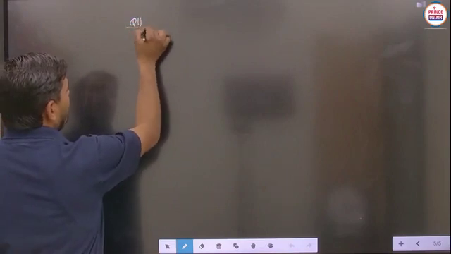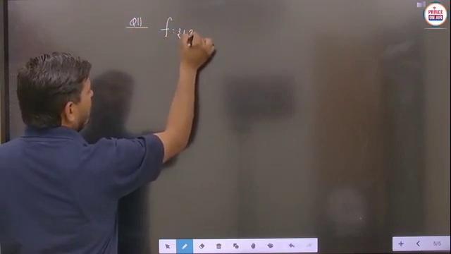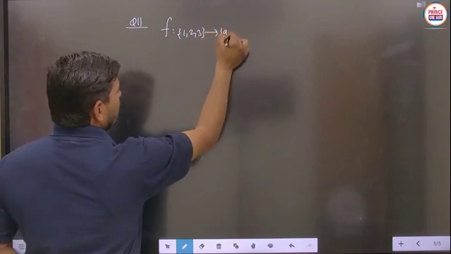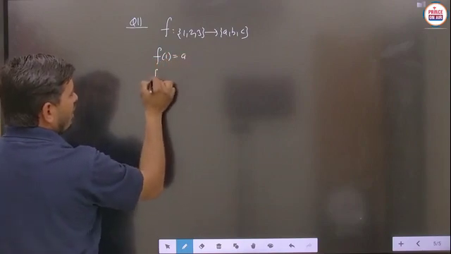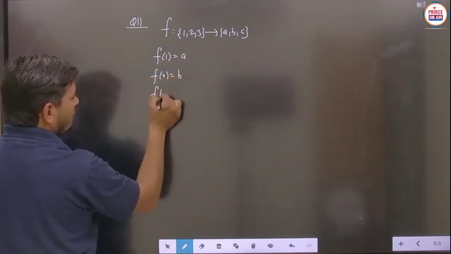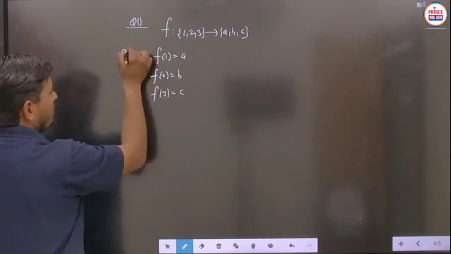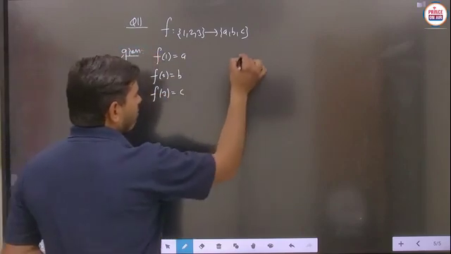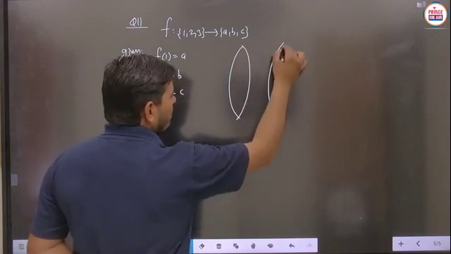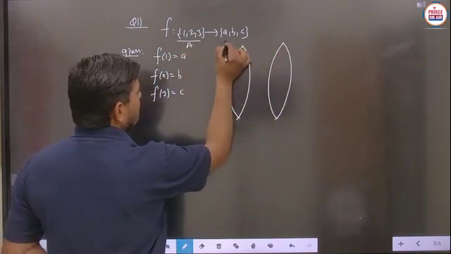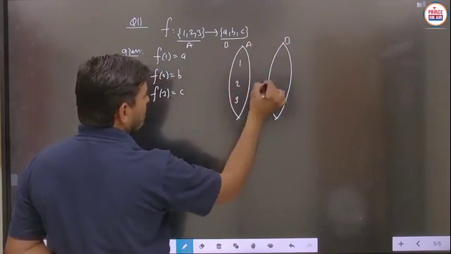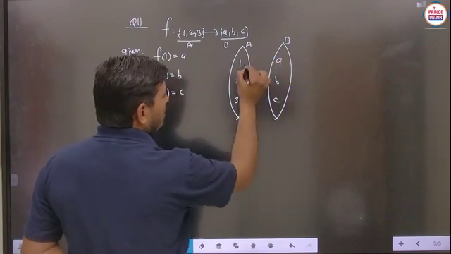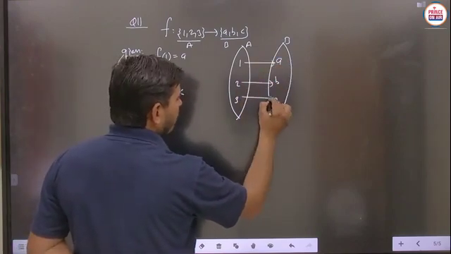Students, in this particular question, the function f is defined from {1, 2, 3} to {a, b, c}, and it is given as f(1) = a, f(2) = b, and f(3) = c. Is it clear? Now you can make the mapping. Suppose this set is taken as A and this set is taken as B, then the function is defined from A to B like this: 1, 2 and 3 map to a, b and c. So this is the mapping given as per the question.